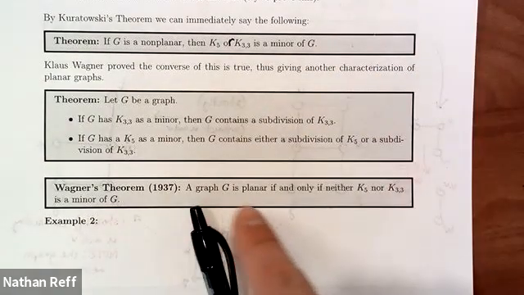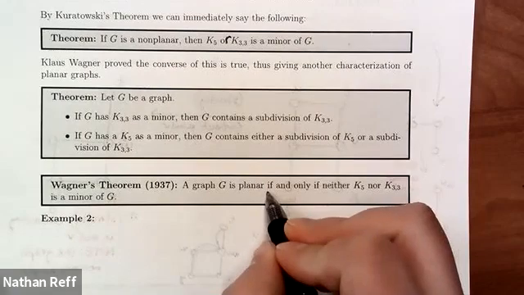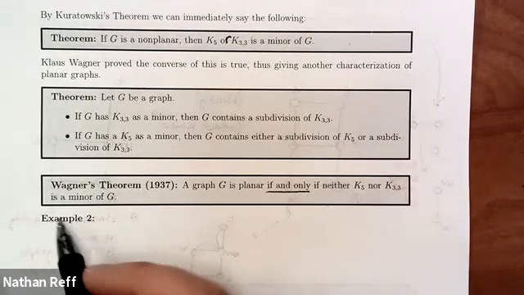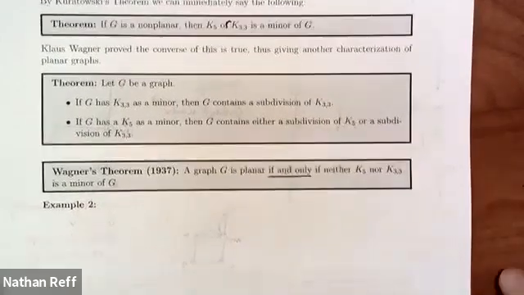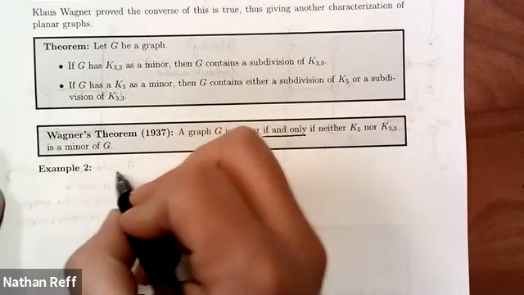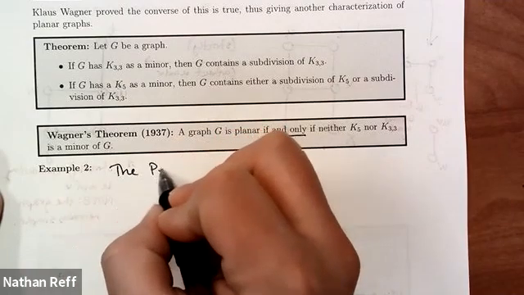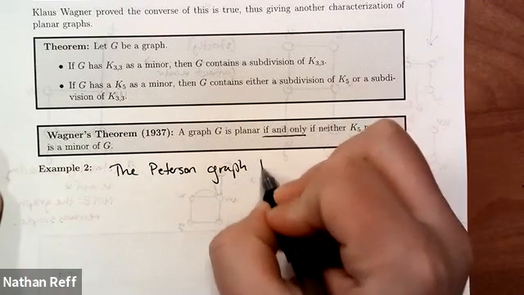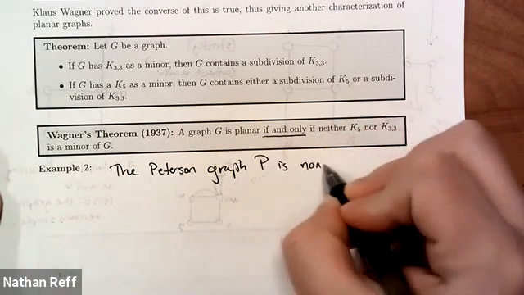Okay, so a graph G is planar if and only if neither K5 nor K3,3 is a minor of the graph G. Okay? So let me show you how useful this is. First example, let's look at the Petersen graph. So example, the Petersen graph, P is non-planar.